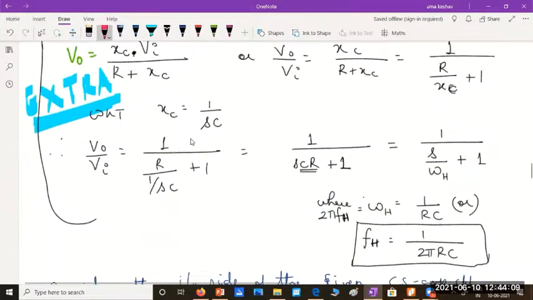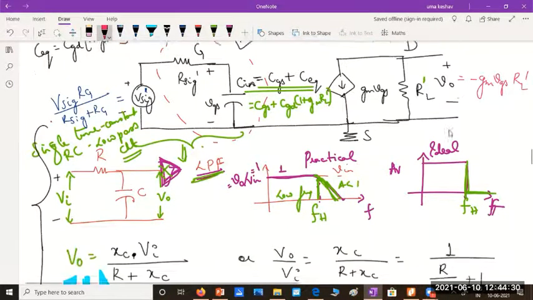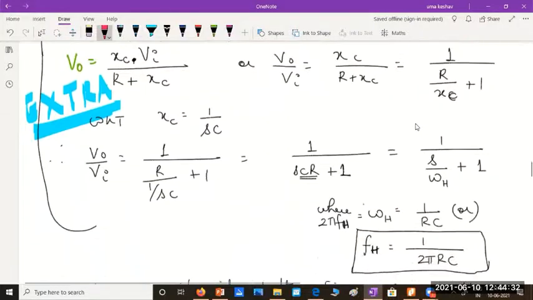Look at this circuit. In this circuit, what is V0 now? From the figure, you see the output voltage V0 in this circuit is GM VGS into RL dash with a negative sign. Yes or no? V0 is minus GM VGS into RL dash. This is the expression for the output voltage.